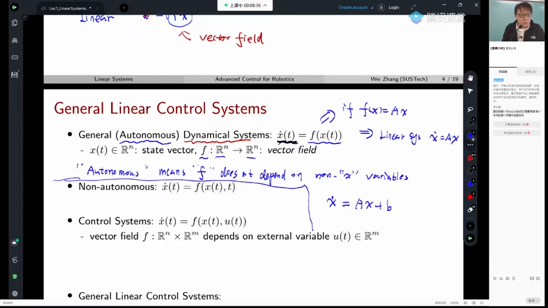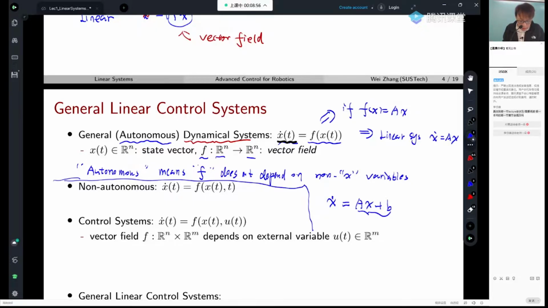Well, some people may think not, but it is an autonomous system as well, right? So this is the function of x. If you tell me x, the function value is completely determined. You see what I mean? It does not depend on any other things, for example, t, time. It does not depend on time.